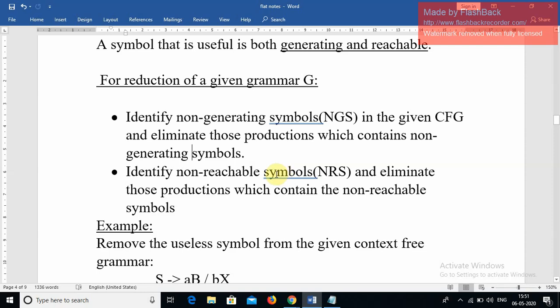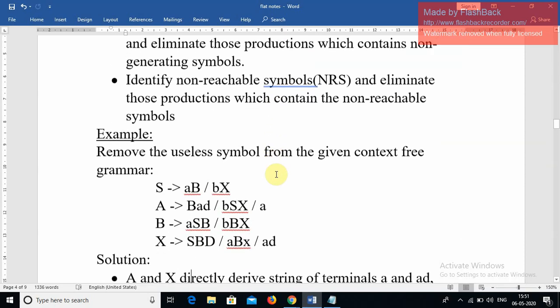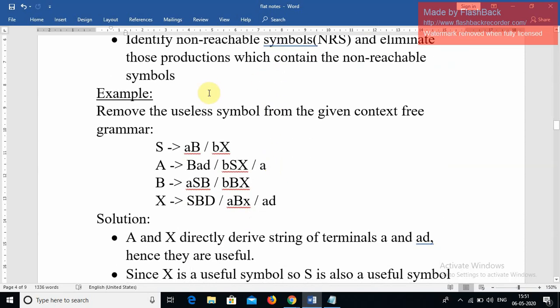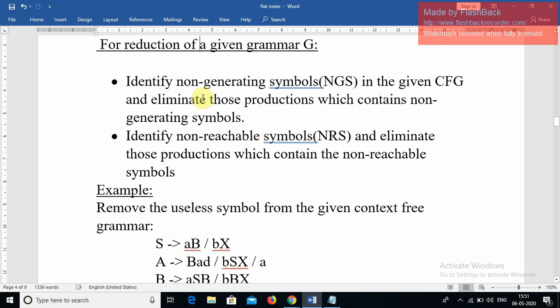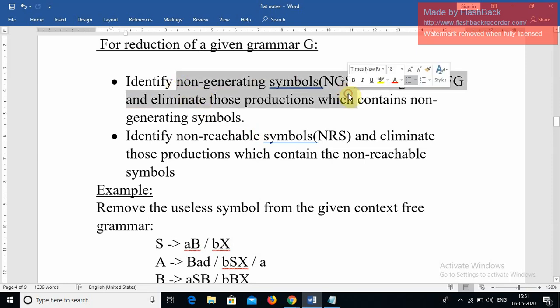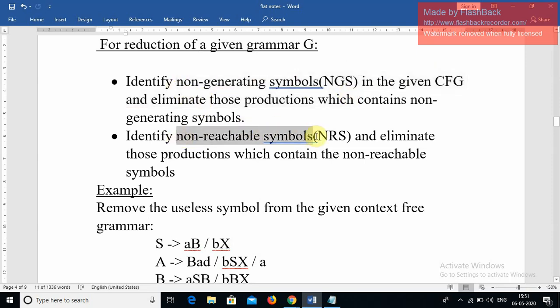Okay, so let's go with an example, you may understand. Remove the useless symbols from the given context-free grammar. First you have to identify what the useless symbols are in the given grammar. Useless symbols are of two types: non-generating symbols as well as non-reachable symbols.